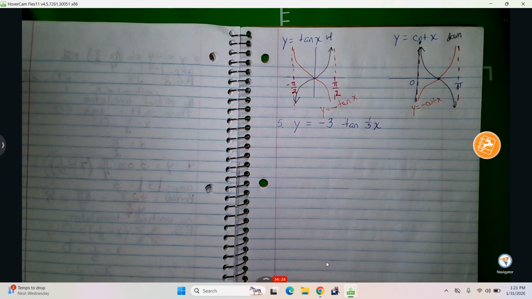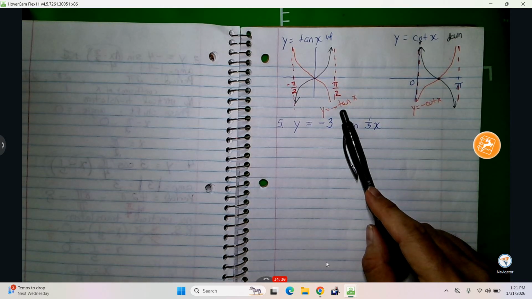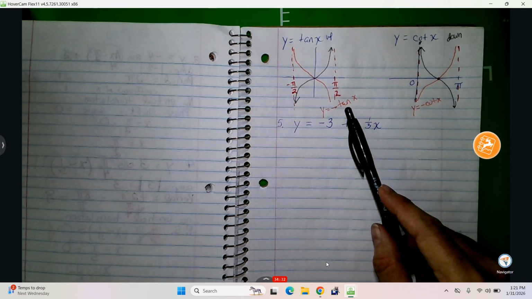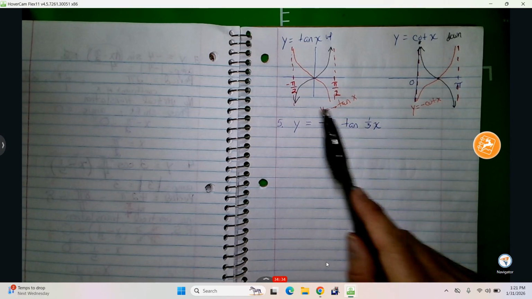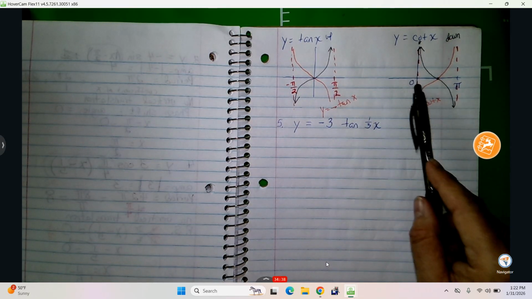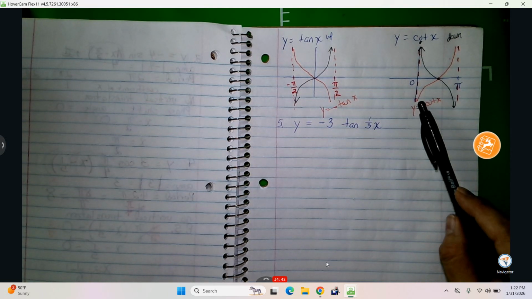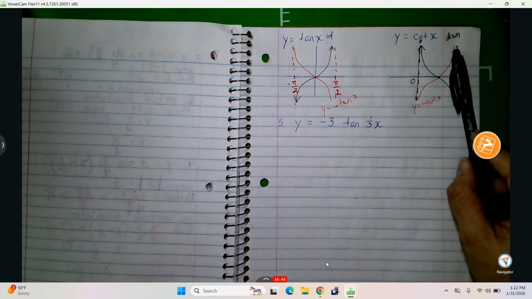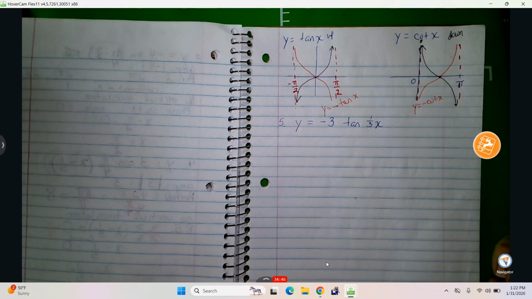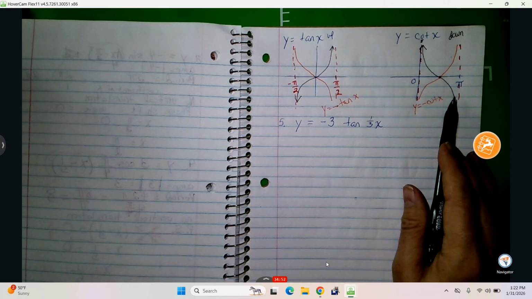Remember years ago, this really good student said, wait, so negative tangent x is the same as cotangent x. And I said, yes, except for what? The asymptotes. It doesn't change the asymptotes. Negative cotangent x goes up like tangent when you look from left to right, but it still has the 0 to pi asymptote.